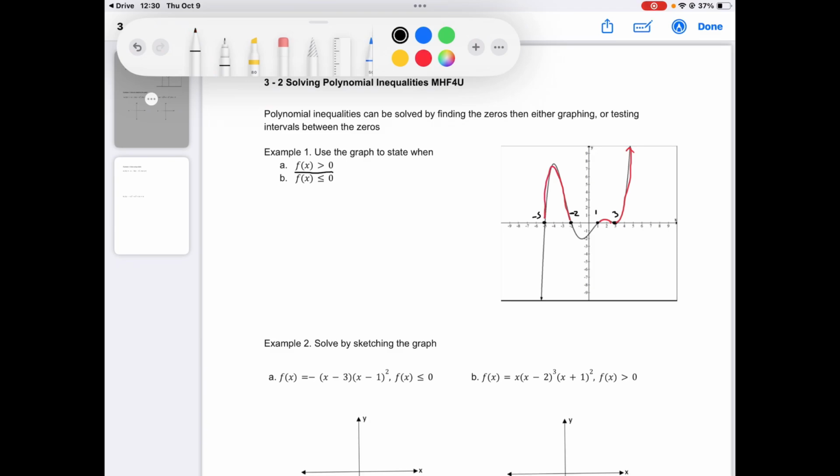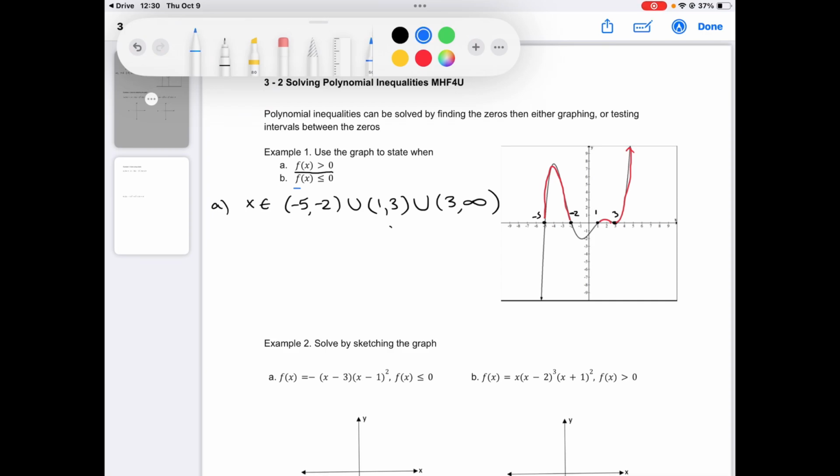When I go to state my interval, I'm always going to talk about it in terms of x. And I'm going to say that x goes between -5 and -2. It also goes between 1 and 3. And then it also goes between 3 and positive infinity. Those are the x values of the three sections I've highlighted in red. I'm using open brackets, not closed brackets, to show that the zeros are not included because the function is equal to 0 at that point, not greater than 0, which is what the inequality symbol implies.